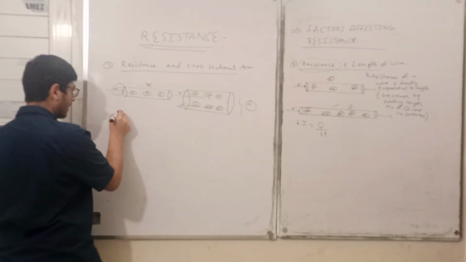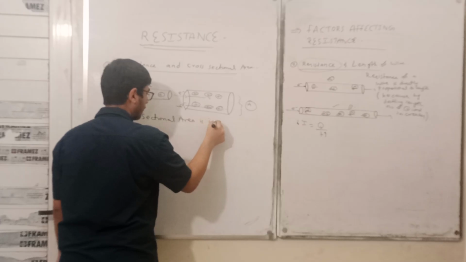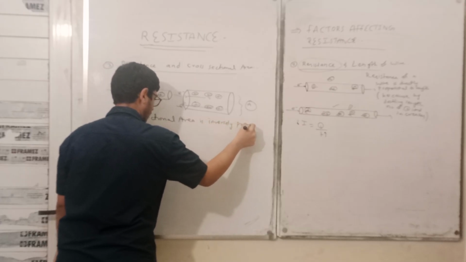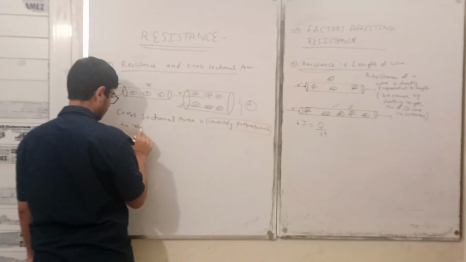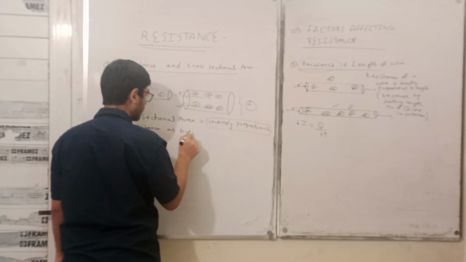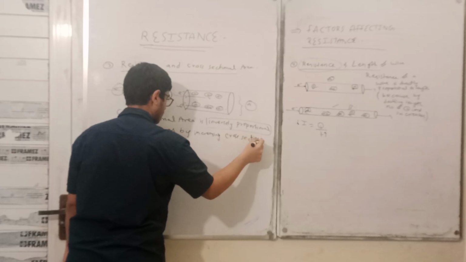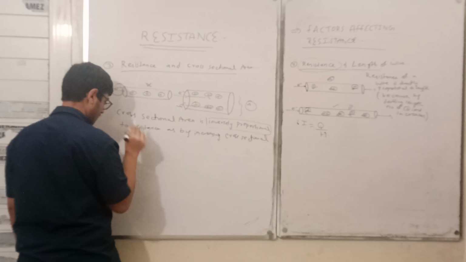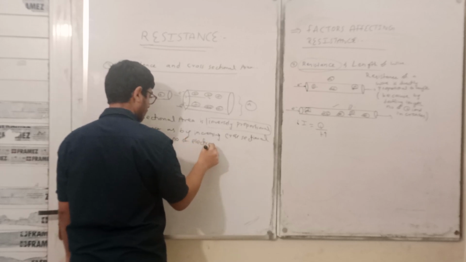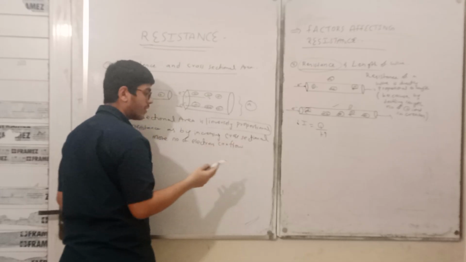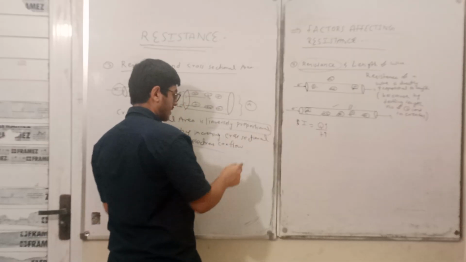Thus decreasing the resistance. Therefore, cross sectional area is inversely proportional to resistance, as by increasing cross sectional area, more number of electrons can flow, and if more number of electrons can flow, therefore more total amount of charge can flow, and thus increasing the current and decreasing the resistance.